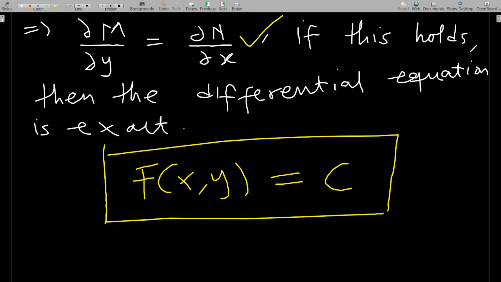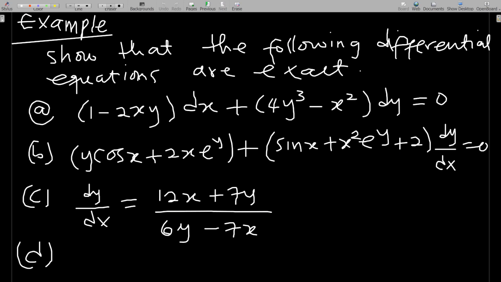So let's pick some differential equations and check for their exactness. The first one, with the a part, is 1 minus 2xy. Let me write it on the next page and we continue with the solution.